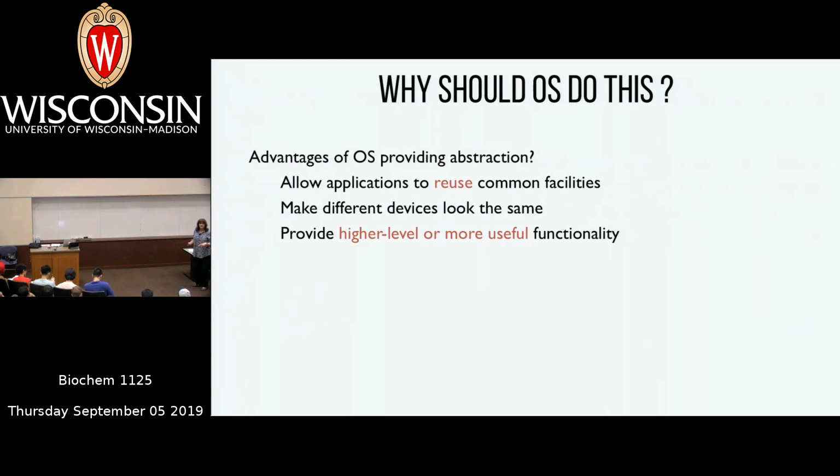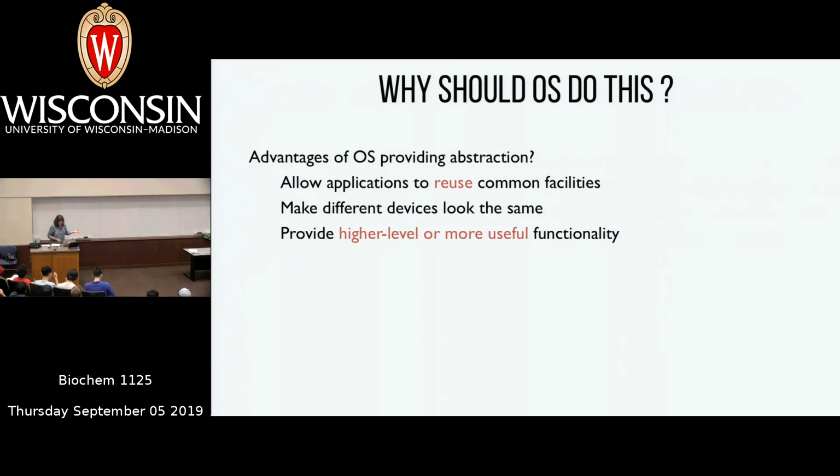So why is it good for the OS to be the one that's providing this standard library? It's really just ease of use. We don't want every application to have to rewrite the same functionality. We don't want every application to have to write its own memory allocator, for example. We want to make all the different devices look the same. There's usually a lot of low-level programming that you have to do in assembly to deal with different devices and different device drivers. We want to abstract that all away so that applications don't have to deal with that.